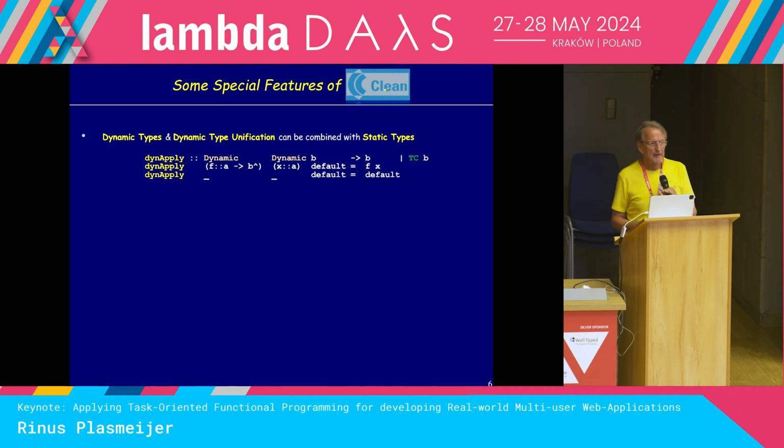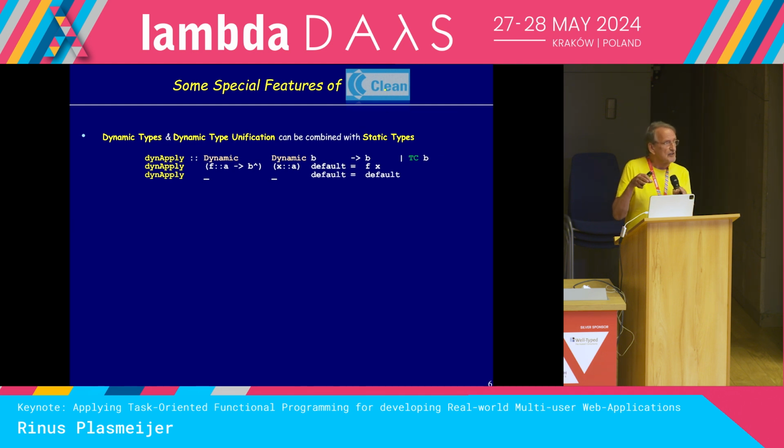Another thing we use in this application is the type dynamic. Standardly, everything is statically typed, but sometimes it's very convenient to have a dynamically typed language as well. So in Clean you can do both, and an example of this is dynamic apply, which is a function with 3 arguments. The first 2 are dynamic, and dynamics are, let's say, pairs of values and types, and you do pattern matching on these values and types.